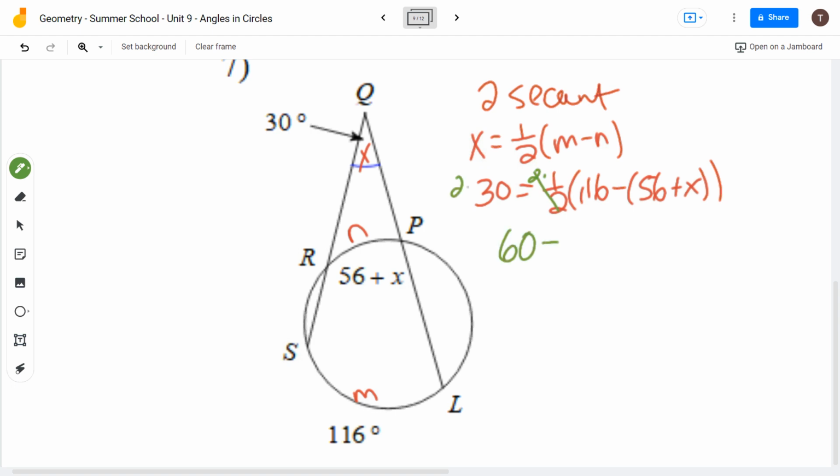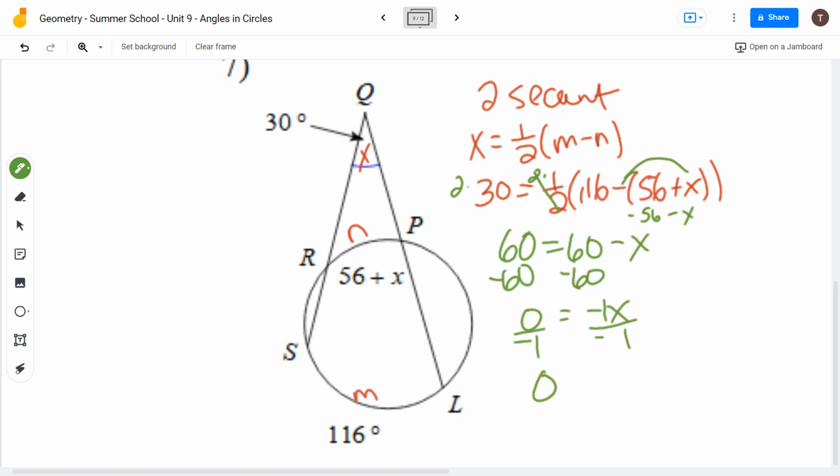I get 60 equals. Now, when I combine like terms here, I have to kind of distribute that negative sign through. So this is actually negative 56 minus x. So 116 minus 56, I believe, is 60. So I get that. If I subtract 60 from both sides, I get 0, which I know kind of freaks people out. That's like a negative 1, so I divide by negative 1, and I would get 0 equals x, which is fine because when I plug that in, I'm still going to have 56 as my n.